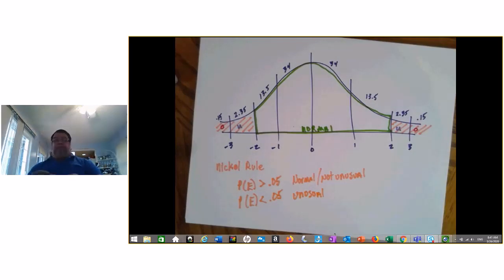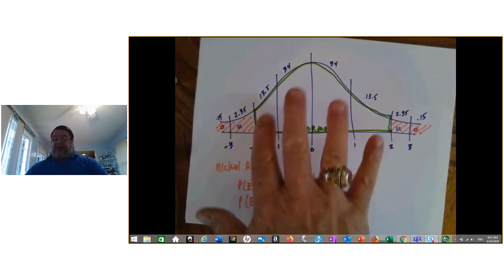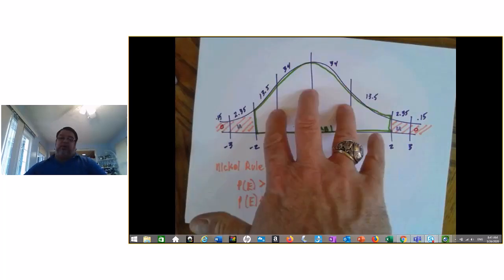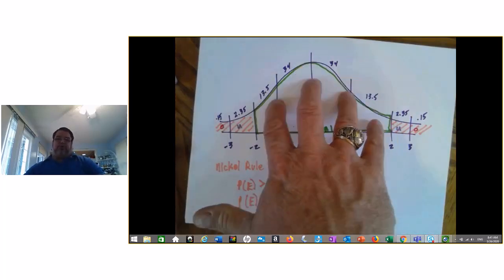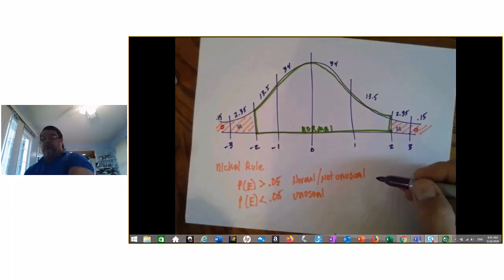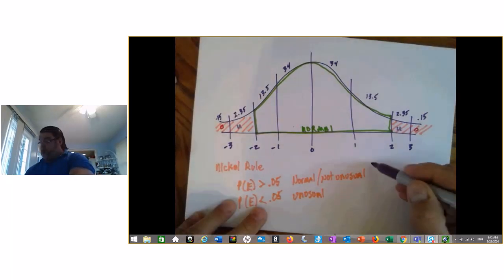Okay? So remember that nickel rule. Now, I'm going to tell you the 2 different types of problems you're going to see with the normal distribution. And if you have a new calculator, you only got one. Okay? I'll explain that in just a minute.